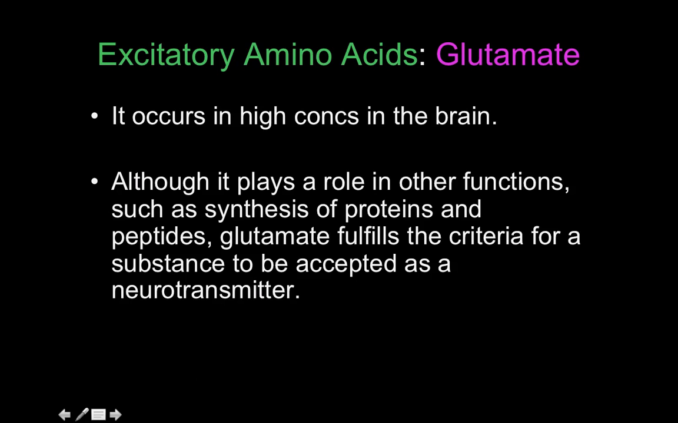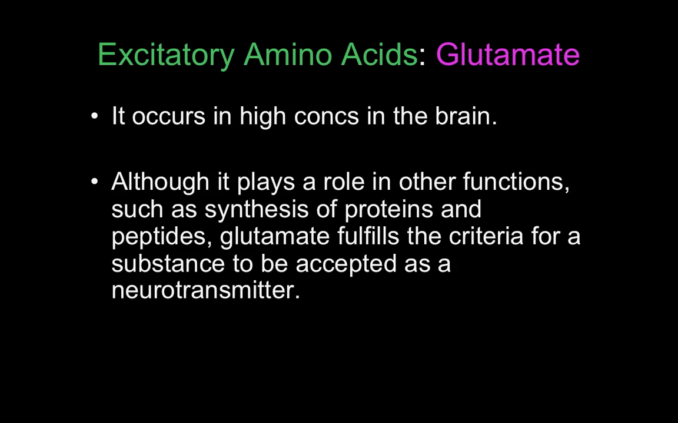Right, so let's start with glutamate. Now, as I said before, glutamate is an excitatory neurotransmitter. It occurs in high concentrations in the brain, and although it plays a role in other functions such as the synthesis of proteins and peptides, glutamate fulfills the criteria for a substance to be accepted as a neurotransmitter.